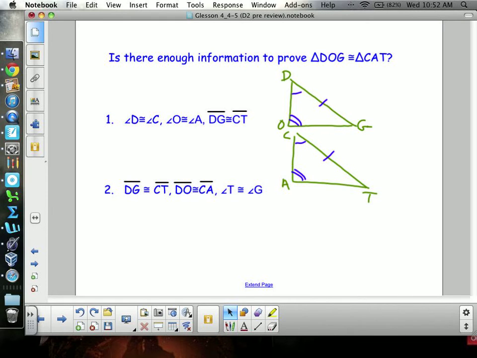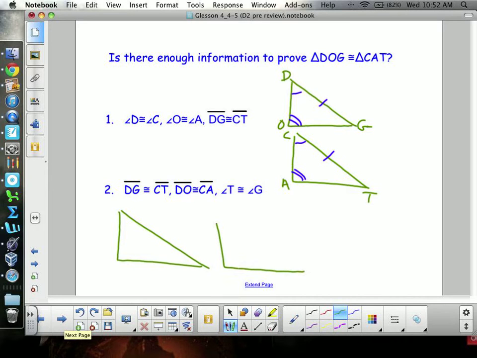Again, I'm just going to draw my two triangles. I don't know if they're right, but I'm just trying to draw them nice and similarly oriented. DOGCAT. And I'm given DG is congruent to CT, DO is congruent to CA, and angle T is congruent to angle G. Do I have congruent triangles? No? Why not? It spells a bad word.